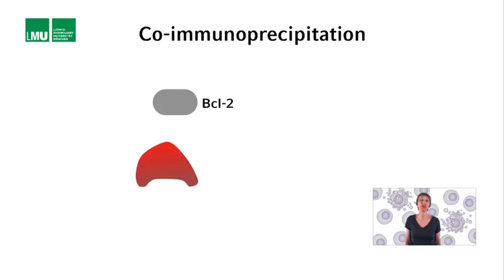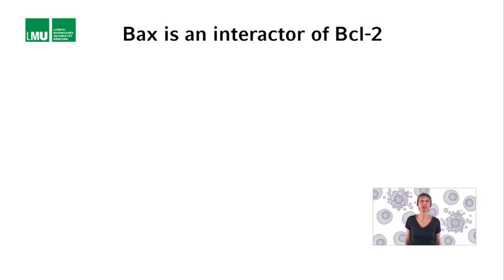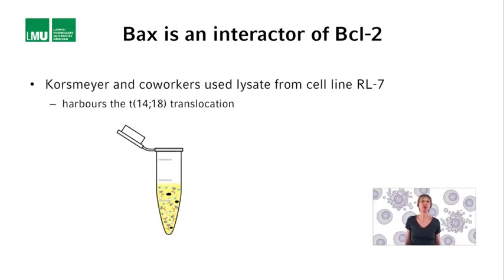Such a co-immunoprecipitation experiment was used by Korsmeyer and co-workers then at Washington University in St. Louis to identify interactors of BCL2. They were successful, and in 1993 they published the first BCL2 interactor, Bax, and Bax stands for BCL2 associated X protein. For their co-immunoprecipitation, Korsmeyer and co-workers had in particular used lysate generated from the cell line RL7, which is a cell line harboring the T14-18 translocation. Maybe you can think of a reason why they used this particular cell line for their experiment.